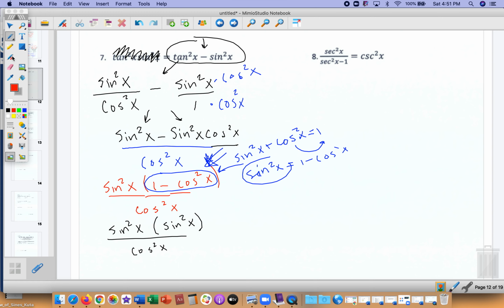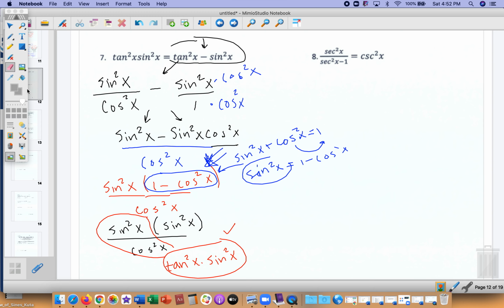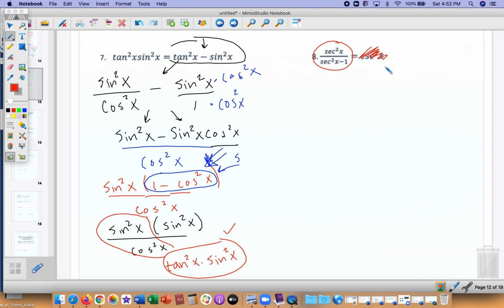If we're trying to rewrite it so that it looks like the left-hand side, tan squared, sine squared, we know that sine over cos is tan. So we'd have tan squared x times sine squared x. Now we're done. Okay, last one, number 8. We're going to work with the messier side, so let's play around with the left side and try to get it to equal cosecant squared x.